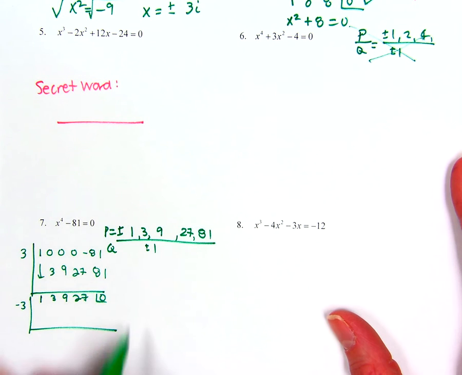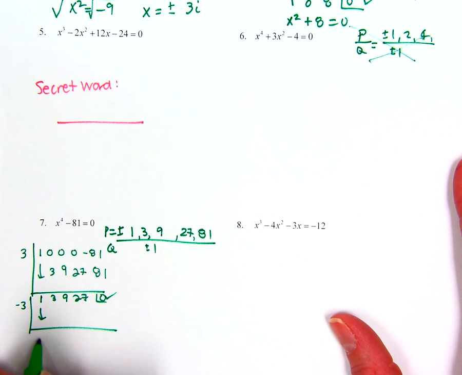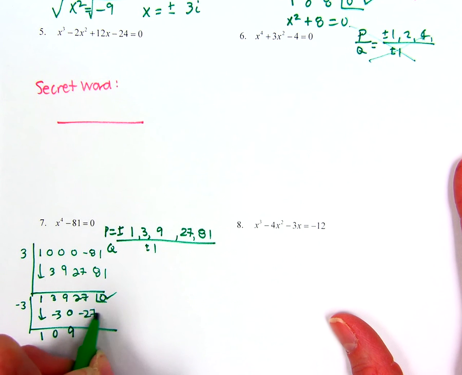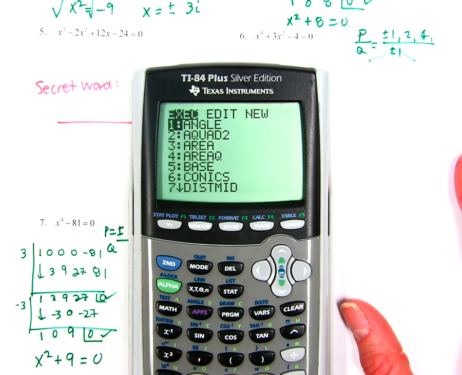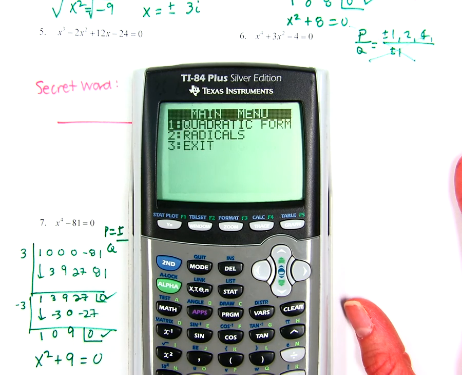All right, so I got 0 as a remainder. That's perfect. And then I do my synthetic division one more time. And I got 0 as a remainder again. So I have x squared plus 9 equals 0. All right, so I just want to show you, if you do the quadratic formula with this one, it's fine to do it. It just looks a little funny with your answer.